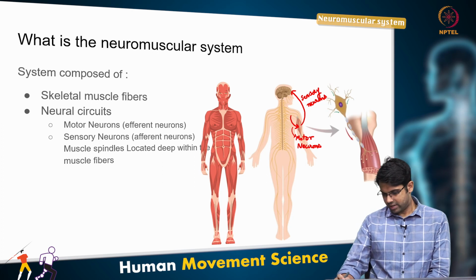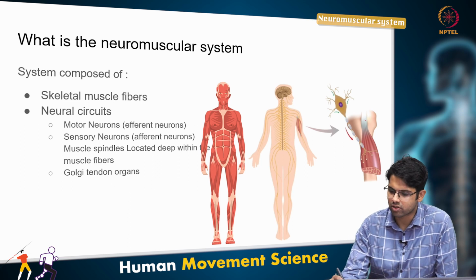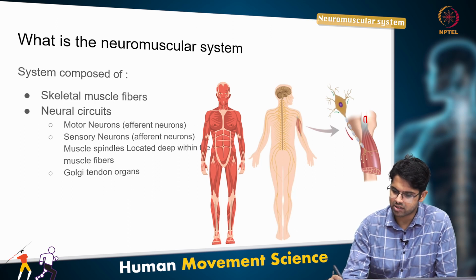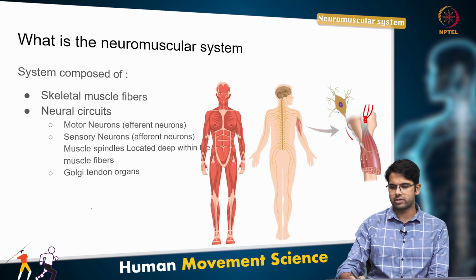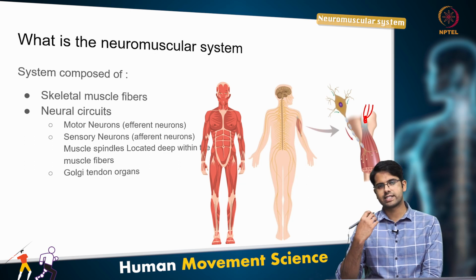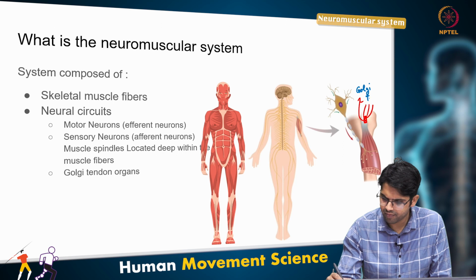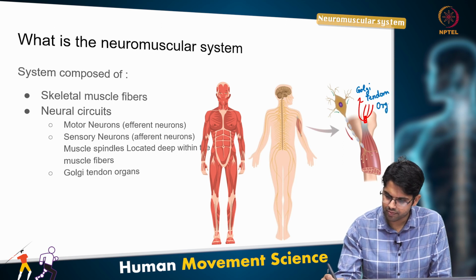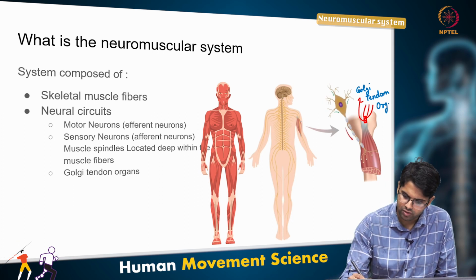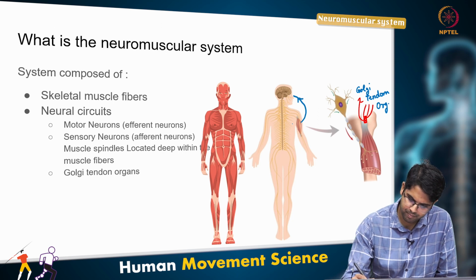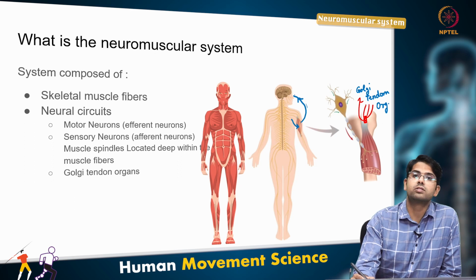So I'll come back to sensory neurons in just a bit, but there are also what are called the Golgi tendon organs. So instead of going up to the muscle, these go up to the tendons. These are nerve fibers that innervate the tendons, and they sense the tension in the tendons when the tendon is loaded. Golgi tendon organs. So together, these form this sort of a system of efferent and afferent neurons.